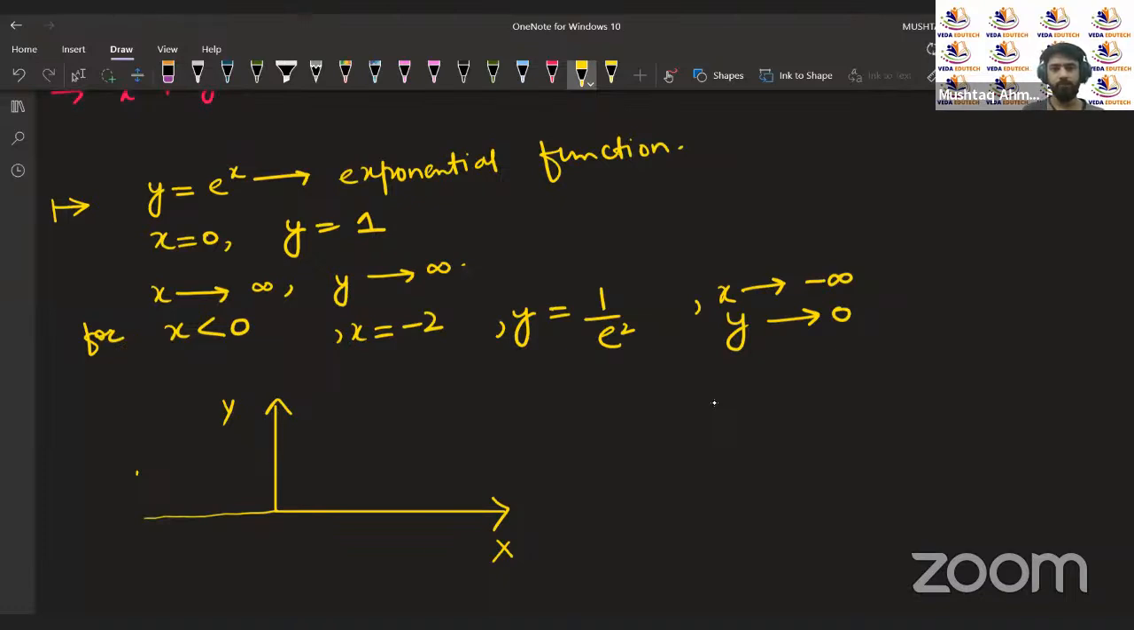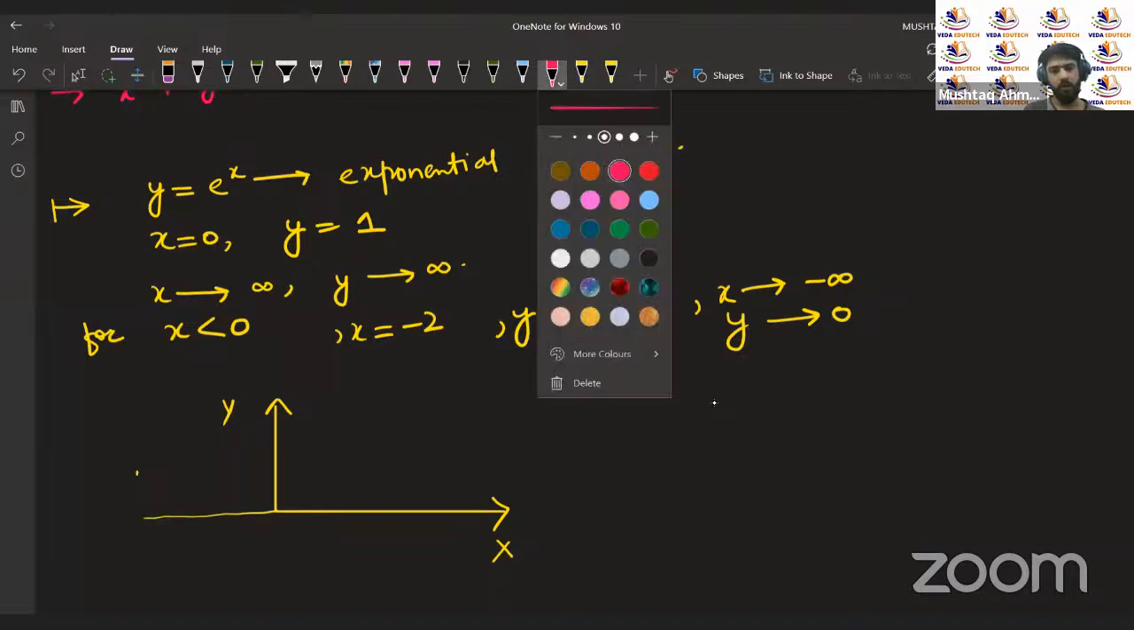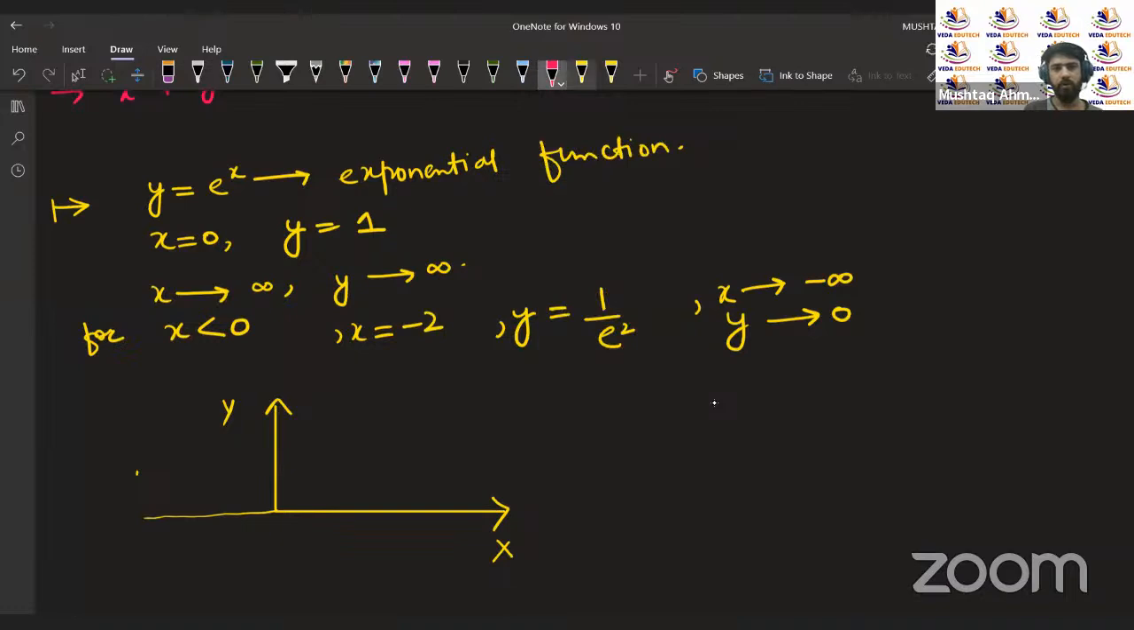So we know that at x equal to 0, the value of y was 1. And it was exponentially increasing as x increased in the positive direction. And it was decreasing with x in the negative direction, and it approaches 0 at minus infinity. So the behavior of this function will be like this.